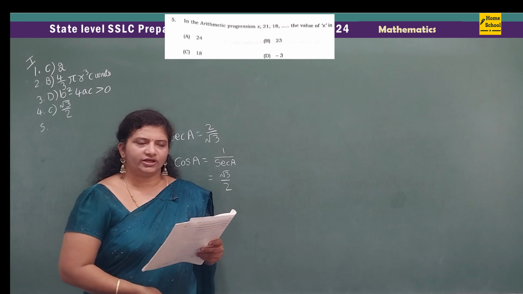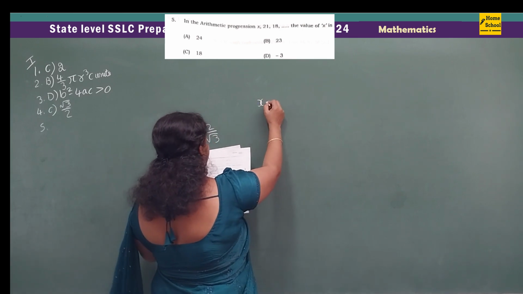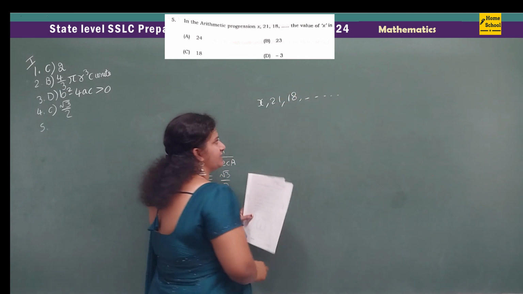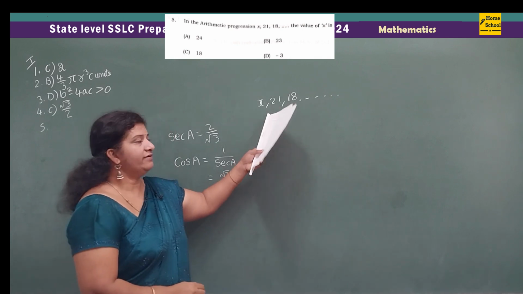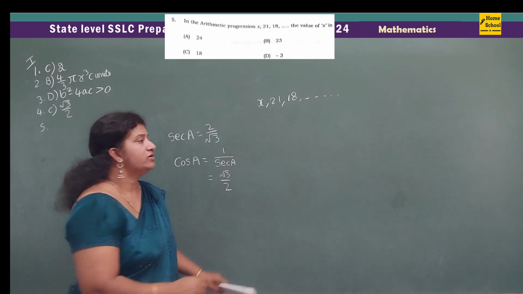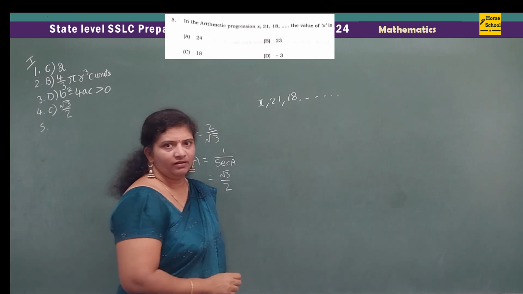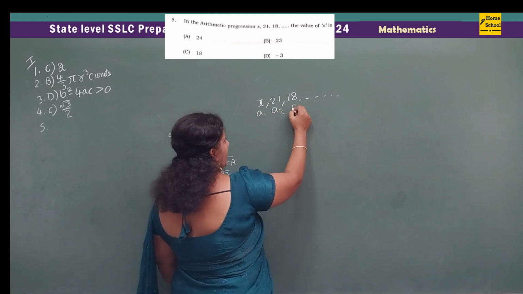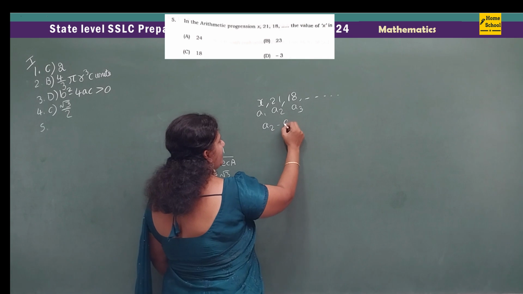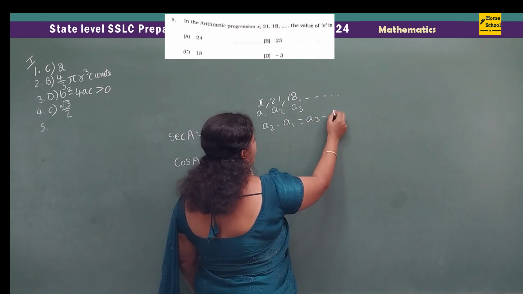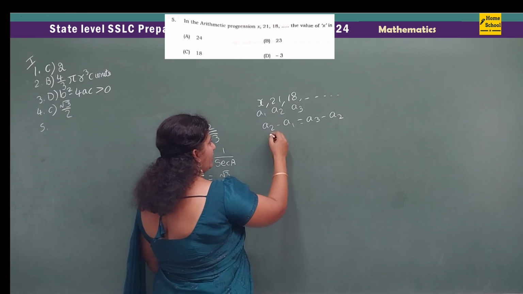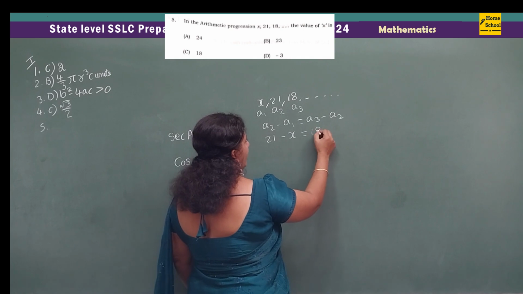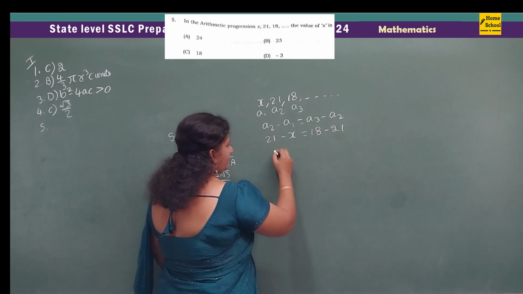In the arithmetic progression x, 21, 18, and so on, the value of x is. You need to find the first term value, that is x. So you know the second term and third term. Here it is in AP, which means the common difference will be the same. That means you can write this as A2 minus A1 is equal to A3 minus A2. Just equate the values. 21 minus x is equal to 18 minus 21.